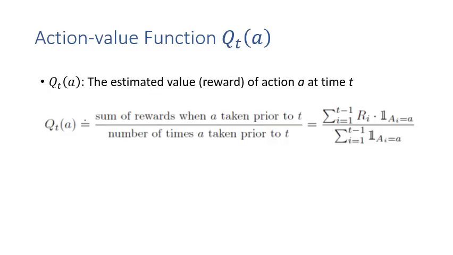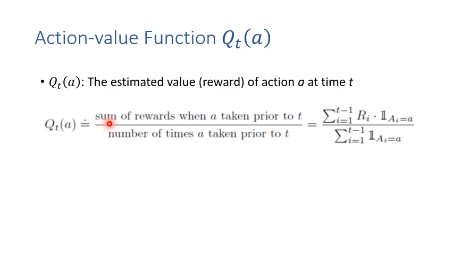The optimal action value function Q star of A is unknown, so our goal of learning is to learn the action value function Qt of A. During our trial and error, we can try to estimate the true returns of the machines. In other words, we don't know the true rewards, but we can estimate them by playing the machines. So Qt means the estimated value or reward of action A at time t, and we keep updating it each time we play. Let's formulate Qt of A.